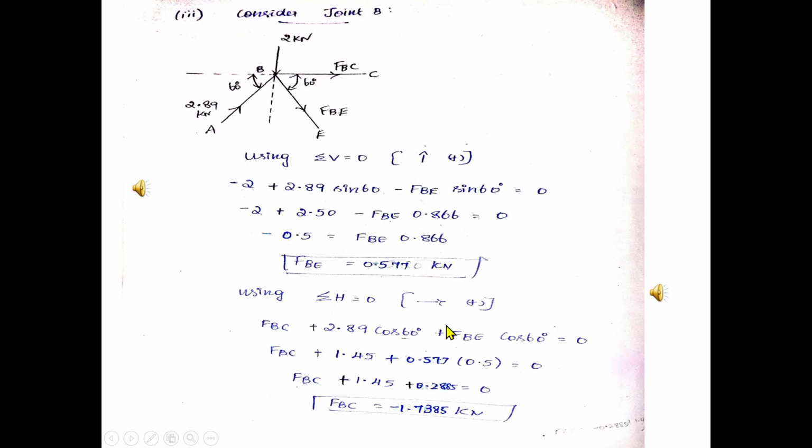Removing this sign, you can write it as compression. So this will be the answer: FB equal to 0.577 kilonewton tensile and FBC equal to 1.738 kilonewton compression. Either you should use the sign or the nature. Then we can go to joint E.